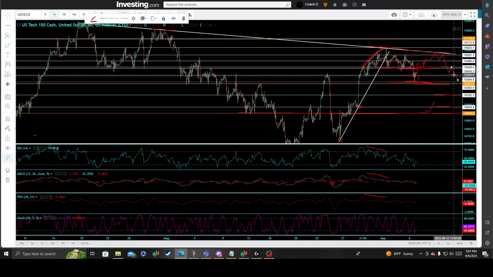If and when we take out the 15,281 price support correlated with the 50-day moving average, and then ultimately the 15,263 price support there, that's where I believe a stronger wave of selling could occur with a ton of stops to go off, potential margin calls, and then a much larger wave of selling to a potential 15,034, to a potential revisit of the daily price support level down below.